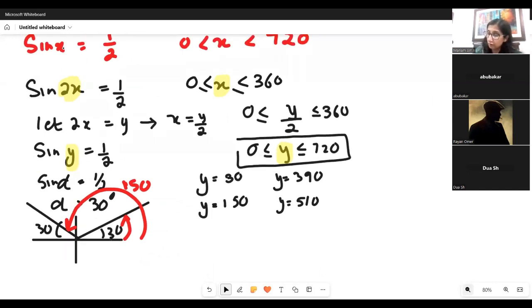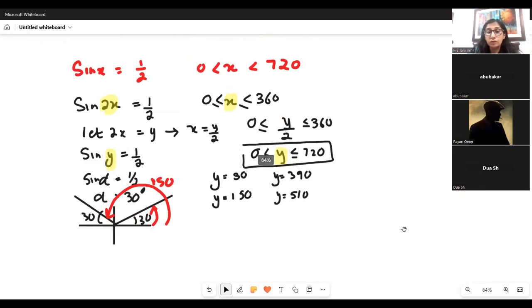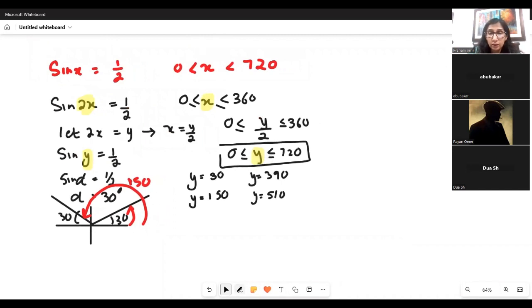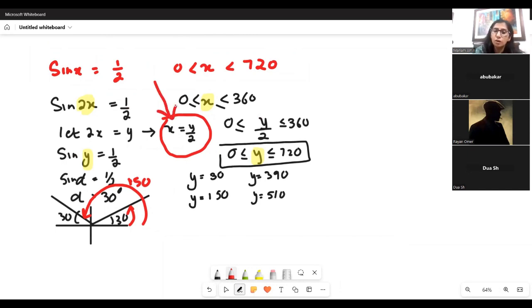However, the original question was in terms of x. So now we need 4 answers of x, and we can get that because we know the relationship between x and y. What's the relationship between x and y? To find x, you have to half the y's. Look here, from here we find out. So now we have 4 values of x as well.